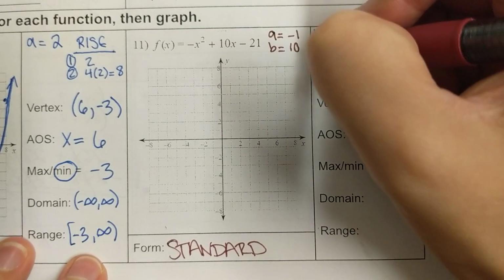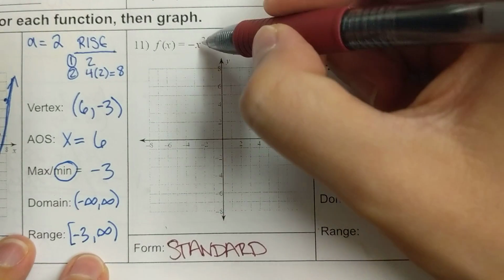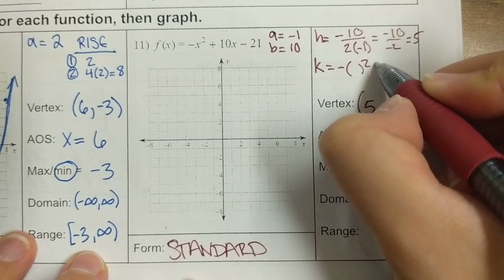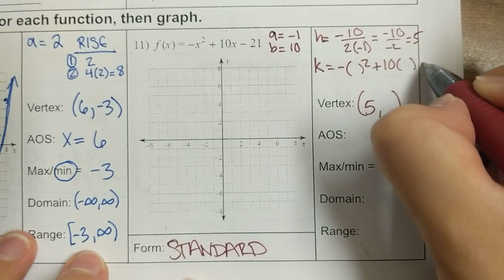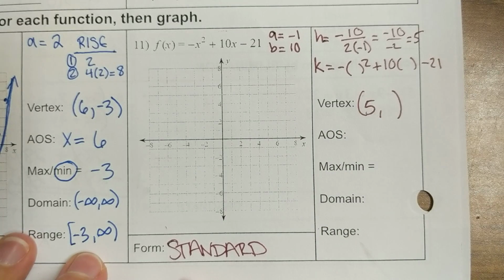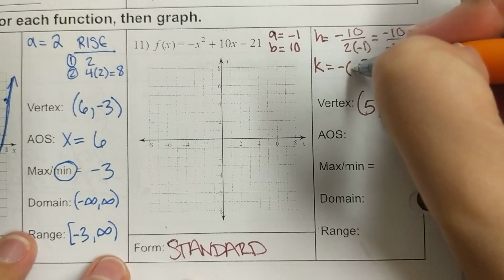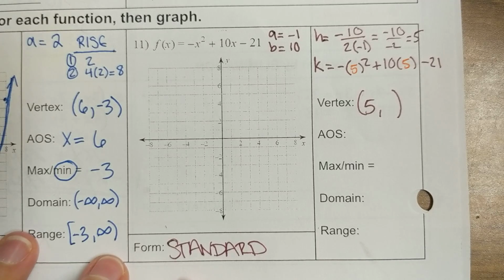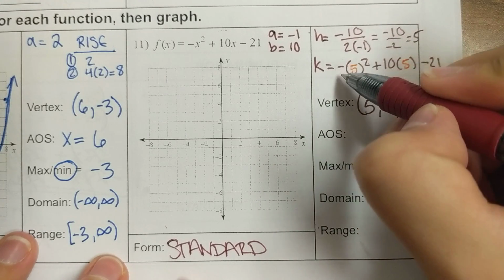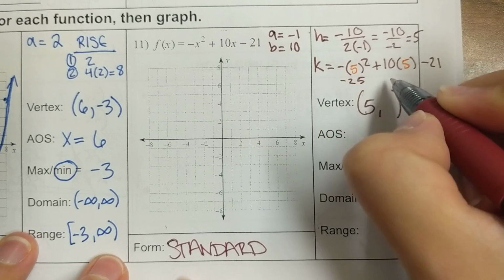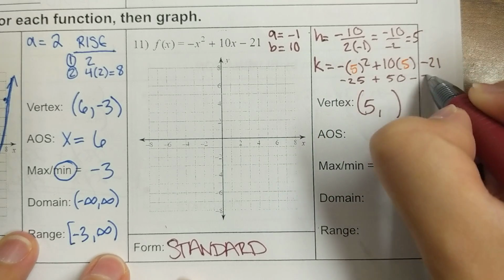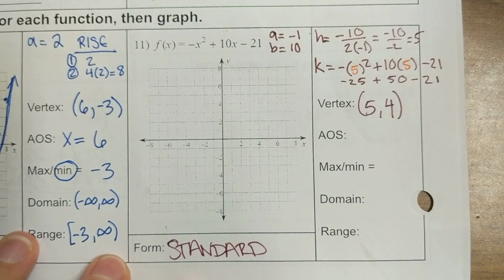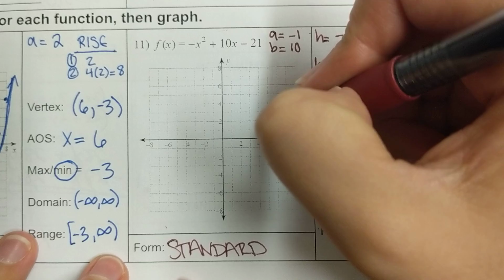To find k, I need to plug 5 into the function. So the function is negative x squared plus 10 times x minus 21, and those x values are 5, right? Because that's the x part of the vertex. 5 squared is 25, but then keep the negative in front, so negative 25 plus 50 minus 21. Put that on a calculator and you get 4. So the vertex is (5, 4).